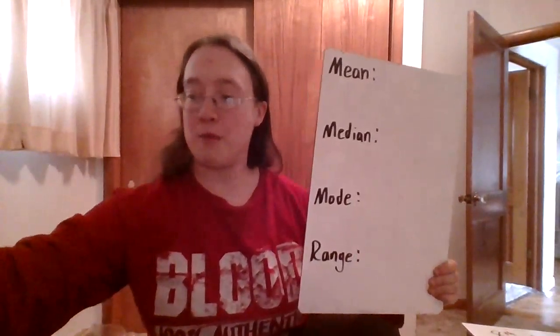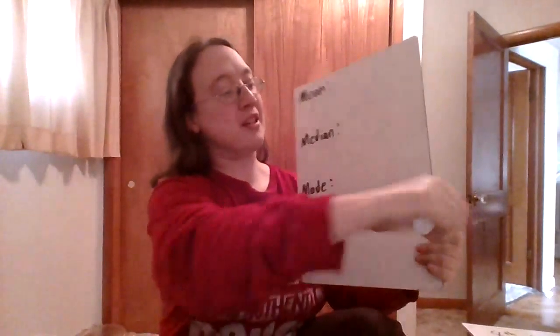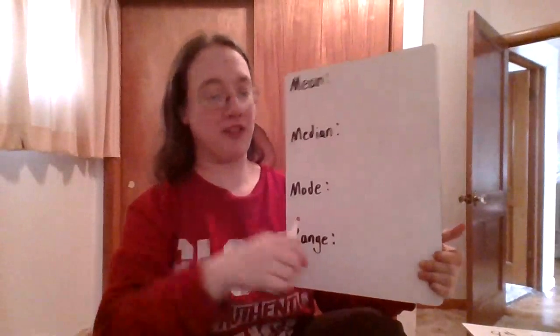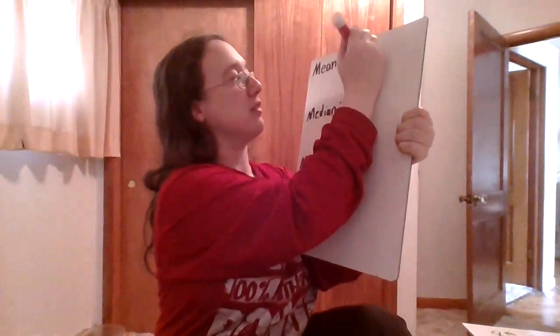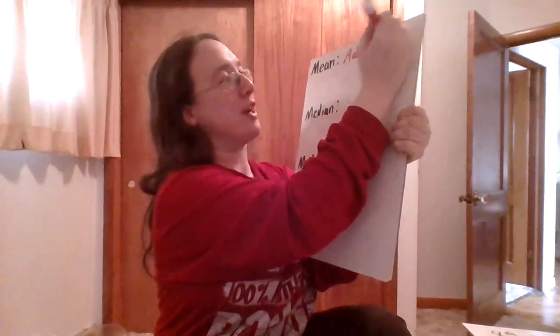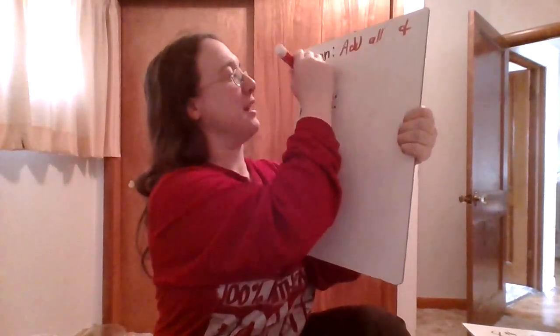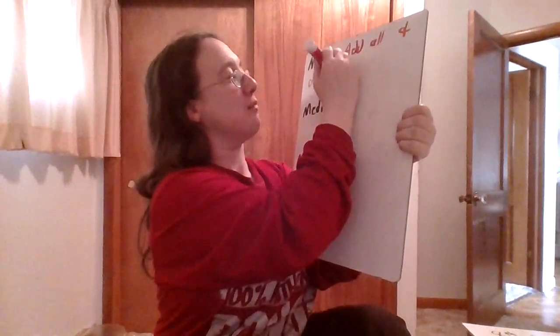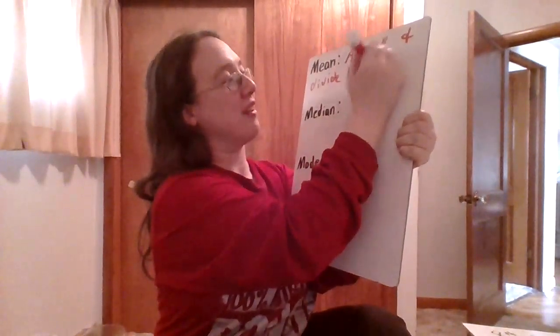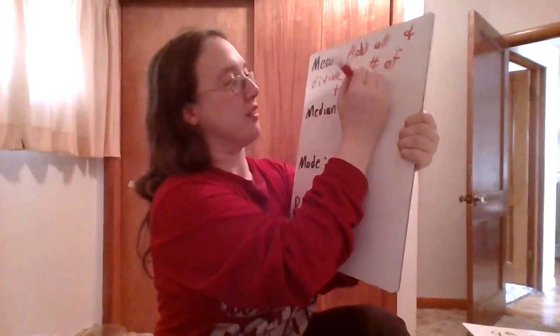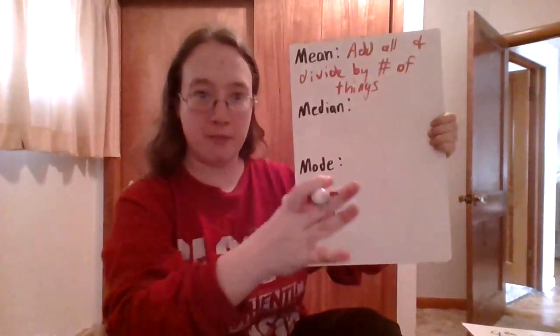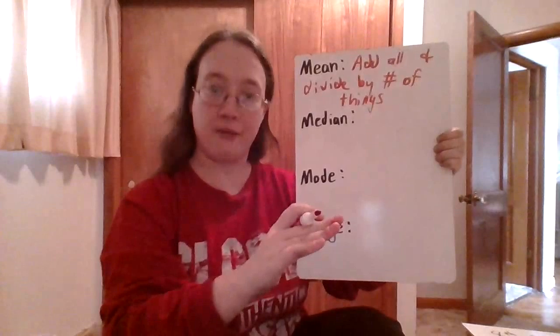So if you don't remember what those things are, your mean is what we usually are talking about when we say average. So your mean is you add them all up, and then divide by your number of things. So your mean is you add them all up and divide by however many things you have.